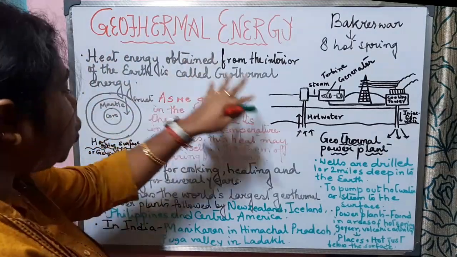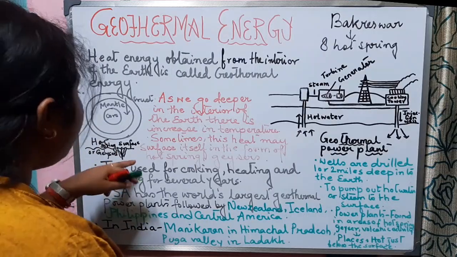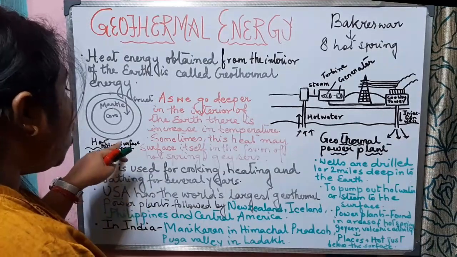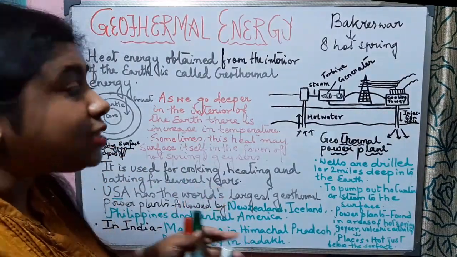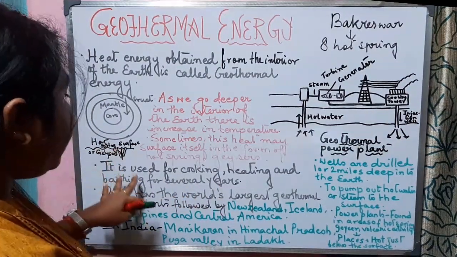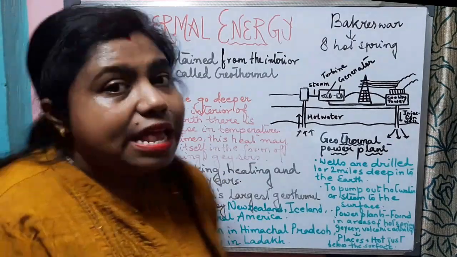earth is called geothermal energy. It comes out to the surface of the earth from the interior through cracks or fissures, which are natural cracks we can see on the crust of the earth, in the form of hot springs or geysers, and they are used for cooking, heating and bathing for several years.